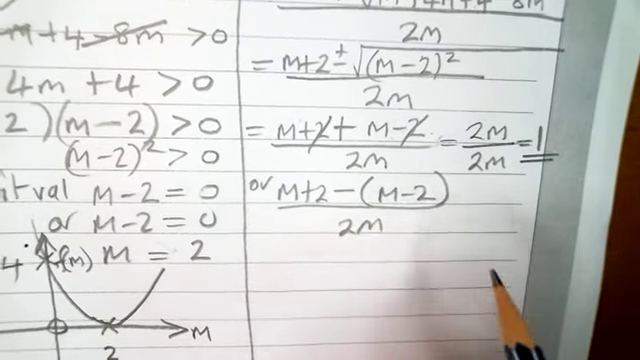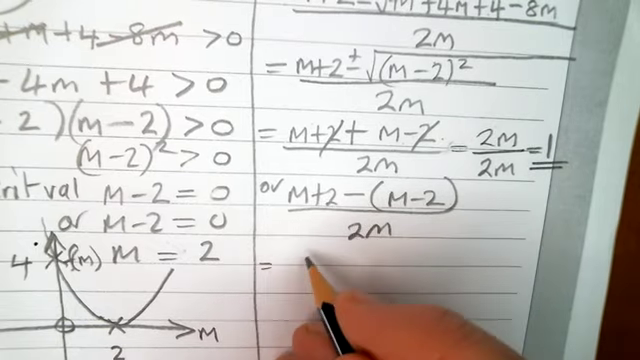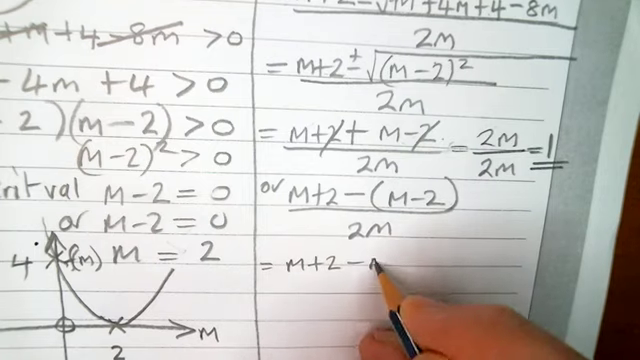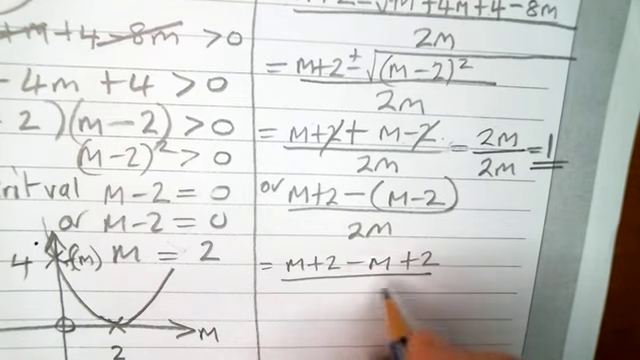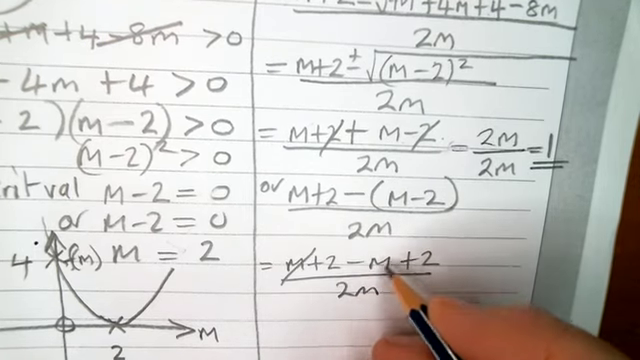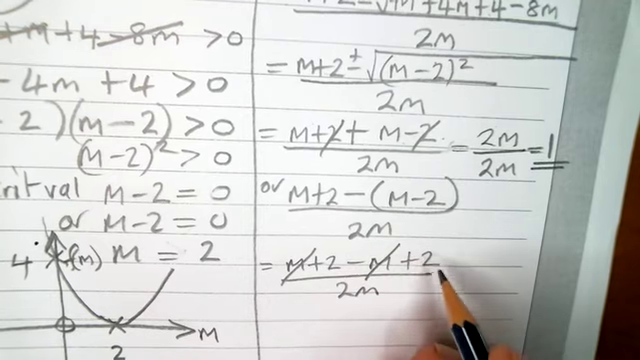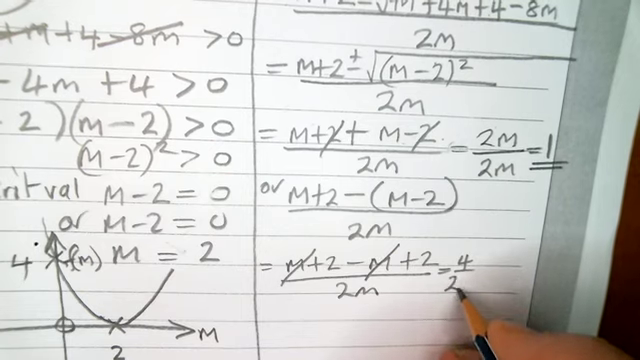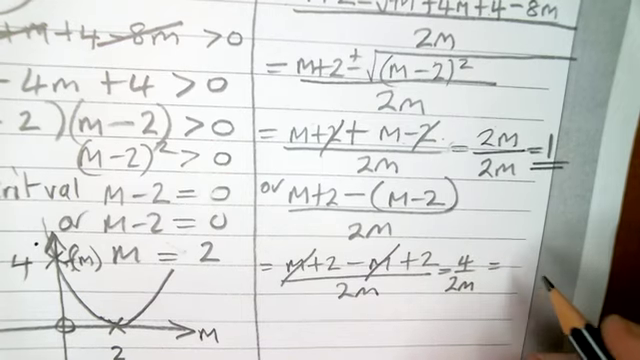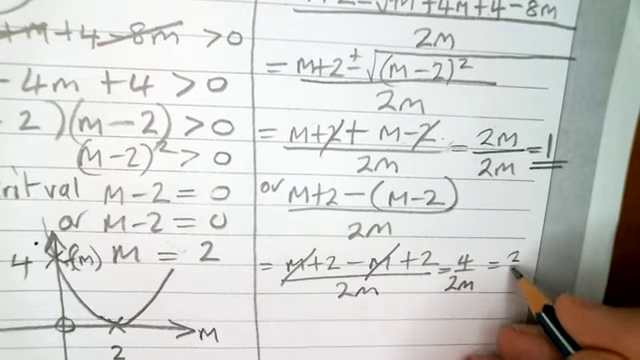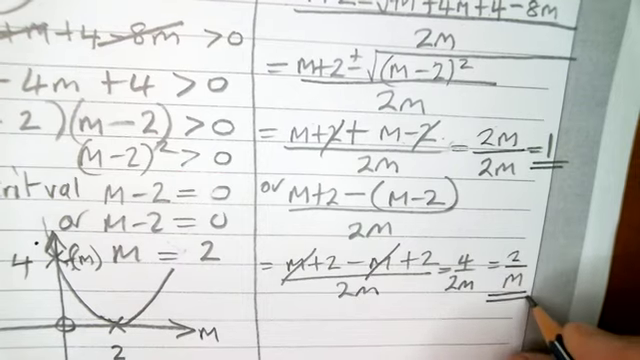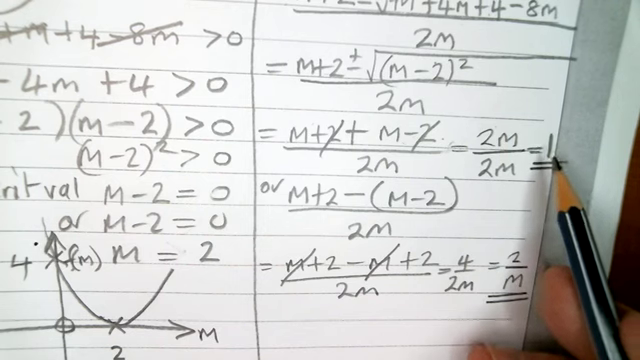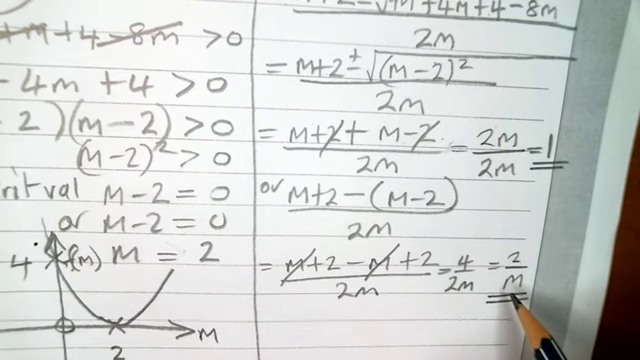This one here, though, I'm going to rewrite. That's going to be m plus 2 minus m plus 2 all over 2m. Well, m minus m is 0. 2 plus 2 is 4 all over 2m. And 4 over 2m, if I divide both by 2, I just get 2 over m. So they are my two factors. I've got a factor of 1, and I've got a factor of 2 over m.